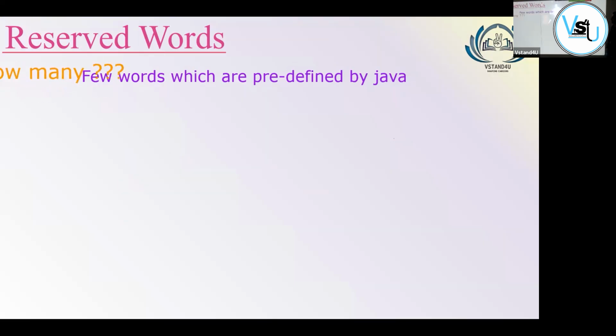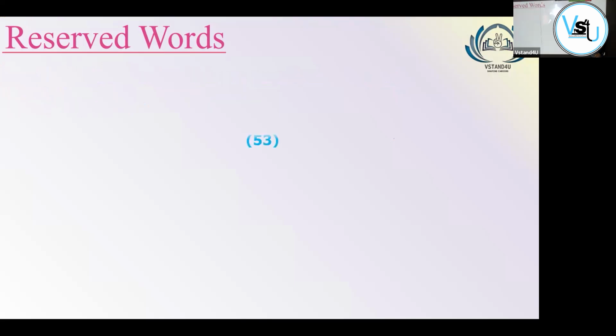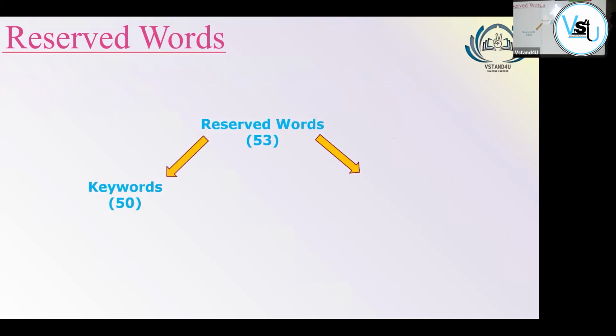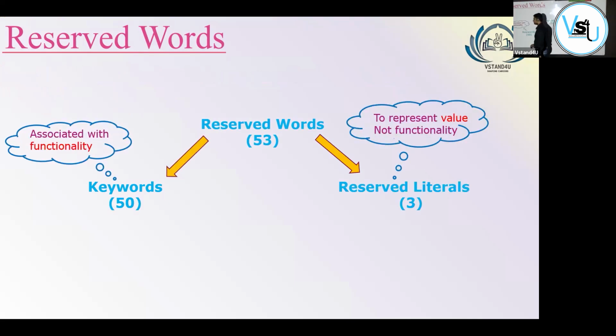Let's go. Reserved words. There are a few words which are predefined by Java. They are nothing but called reserved words. Total how many are there? 53. And for further classification, a few of them are called keywords, and a few of them are called reserved literals.